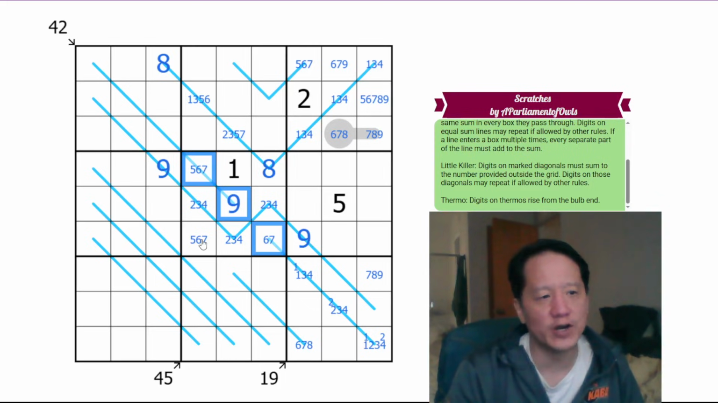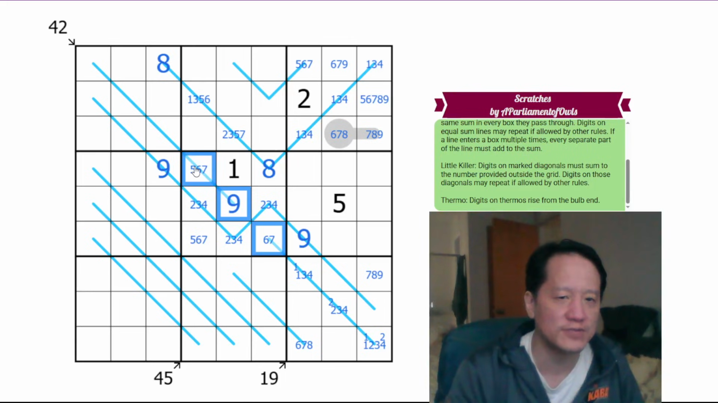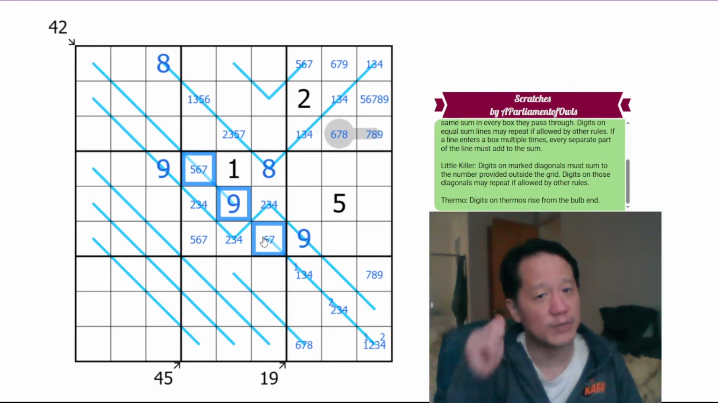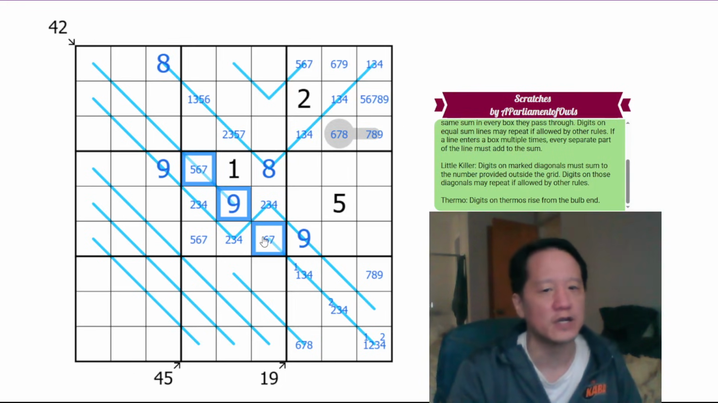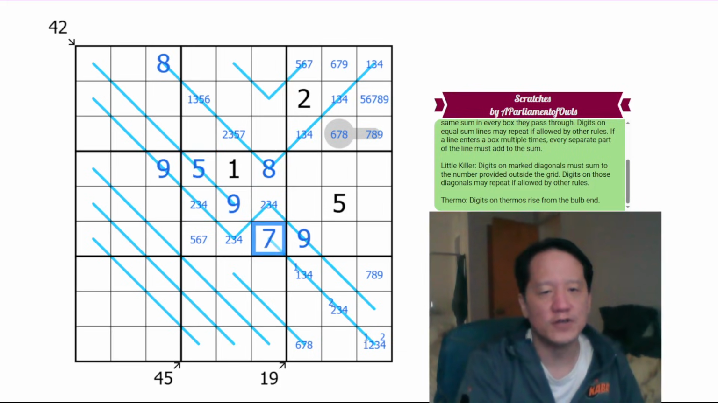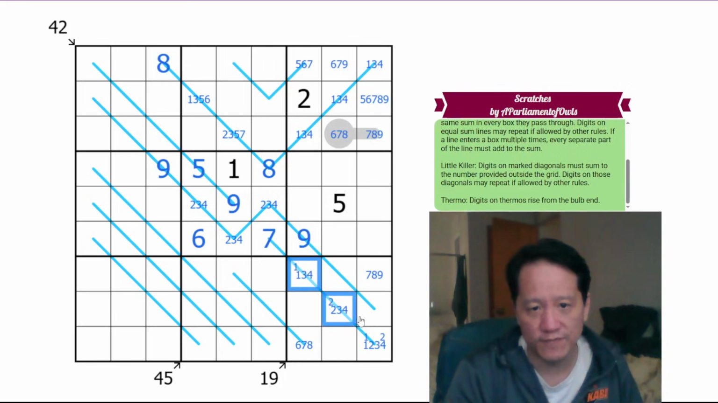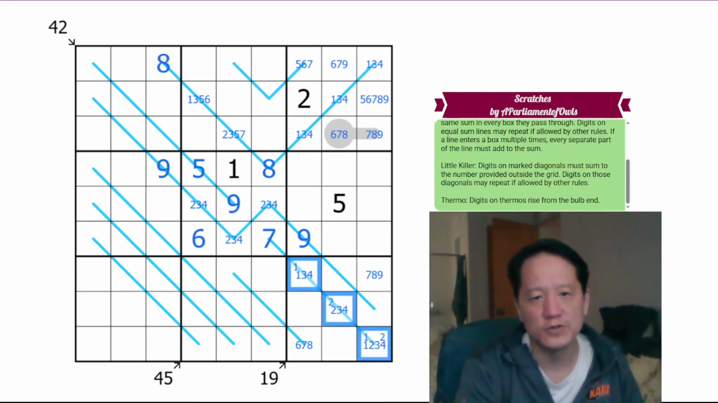Well, 42 divided by 2 is 21, so this must add up to 21, and it has to be 5, 7, and 9. Right? Because it cannot be 6, 7, 9. 6, 7, 9 adds up to 22. Cannot be 5, 6, 9. That adds up to 20. So therefore, this must be 5, 7, and 9, which makes this 6. So this must be 1, 2, and 4, adding up to 7. So there's no 3 here.